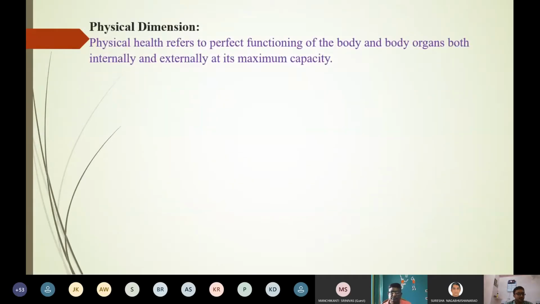So we come to the physical dimension. The physical dimension is nothing but physical health, which refers to the perfect functioning of the body and body organs, both internal and external, at maximum capacity. This can be attained by regular daily exercise, a proper timetable, a proper diet schedule, proper sleep, and avoiding smoking, drinking alcohol, heavy drugs and other things that we normally call body abuse. By avoiding those things, we can cultivate the physical dimension of the body. And what is the science of physical health?